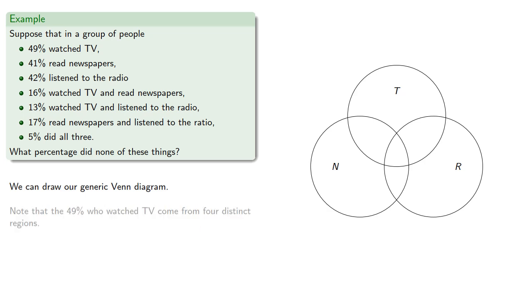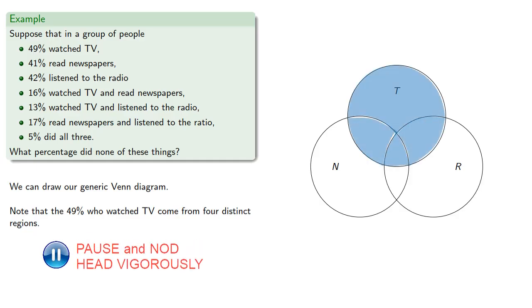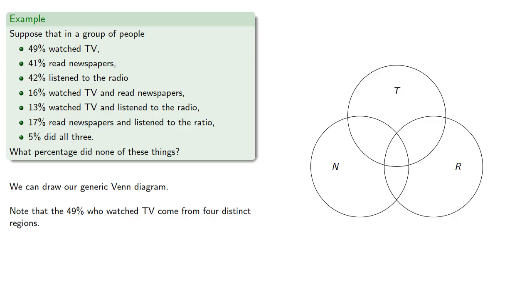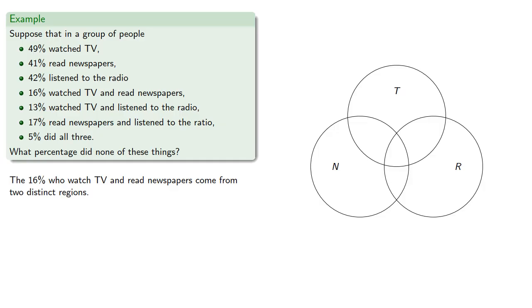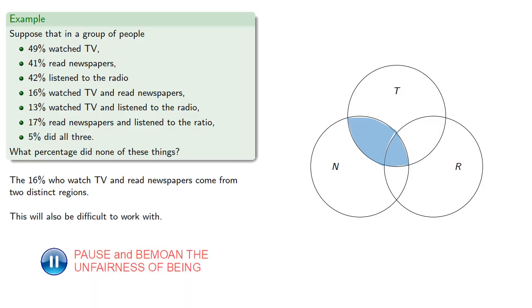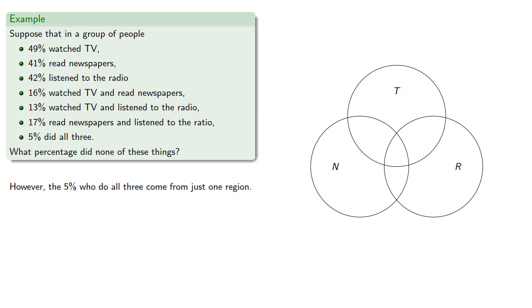Note that the 49% who watch TV came from 4 distinct regions. So it will be kind of difficult to start with this number. Meanwhile, the 16% who watch TV and read newspapers come from only 2 distinct regions, which is still difficult to work with. However, the 5% who do all 3 come from just 1 region, and so we can place the 5% there.